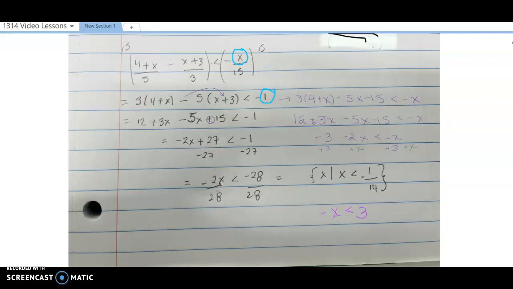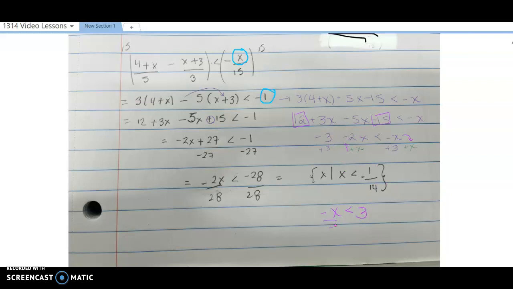So again, let's go back up here. The positive 12 goes with the negative 15. That's where I got negative 3. And then these two make negative 2x. Now I want the x on the left. So I'm going to add this x to this side, giving me a negative x. And then I'm going to add the 3 over here, giving me 3.